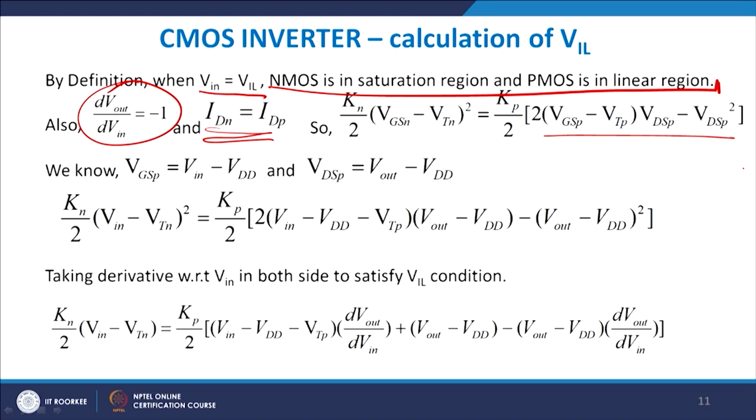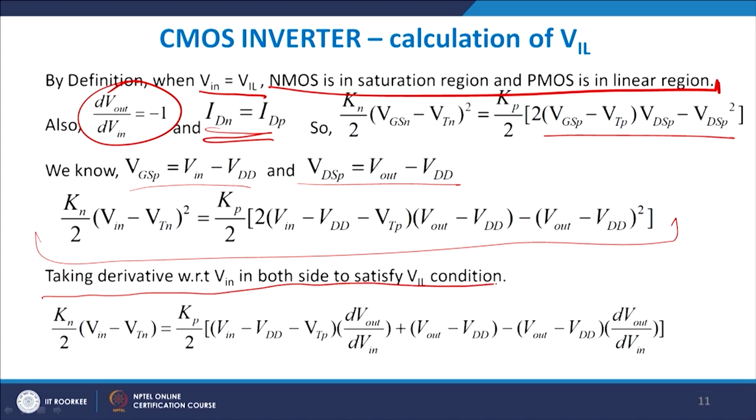So, we know VGSP is equal to Vin minus VDD and VDSP is equal to Vout minus VDD. If you solve it, I get this big equation which is available to me. If you take a derivative with respect to VIL, then both sides will satisfy the VIL condition. So, I get this equal to this into this plus this plus this. So, I get this as the workable solution for this VIL, input low.